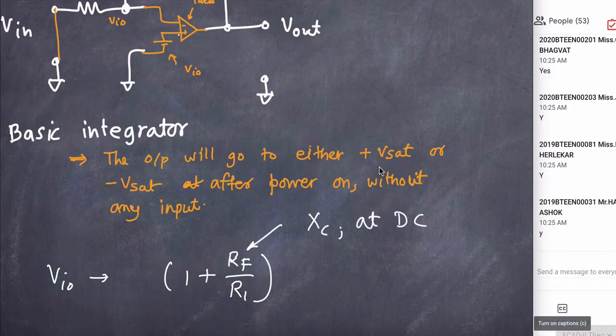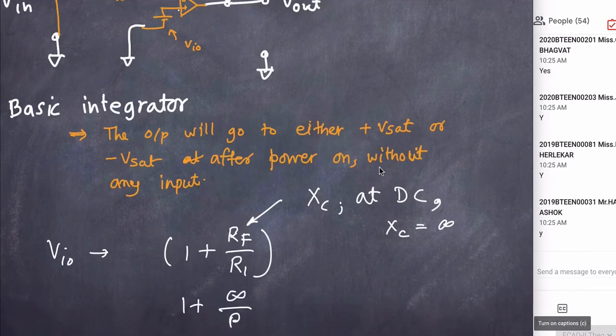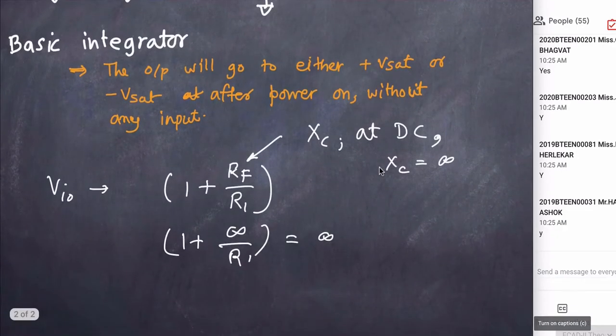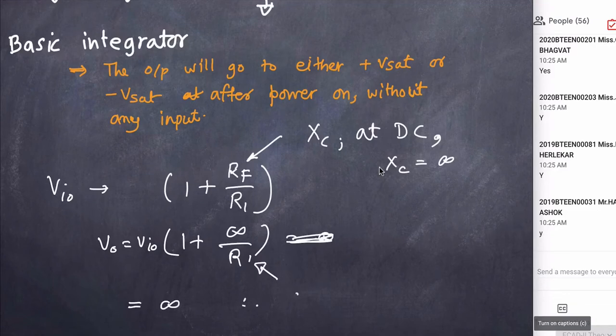At DC, XC will be infinity because the zero frequency is there. So this becomes 1 plus infinity by R1, that is infinity. So VIO is amplified by a large gain. So VO is equal to VIO into this gain. Since this is infinity, the output will be infinity, and therefore output will be saturated. I hope you understood this.